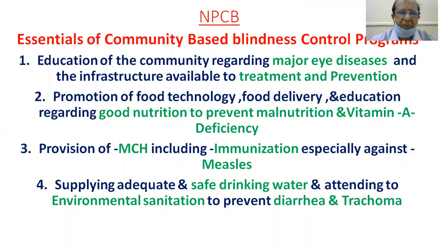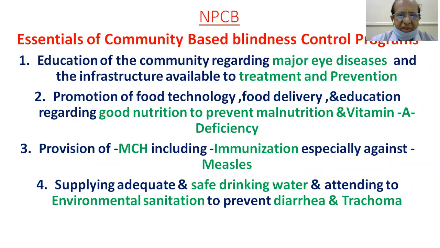Essentials of a community-based blindness control program. Education of the community regarding major eye diseases and the infrastructure available for treatment and prevention. So identify the diseases, and appropriate treatment and prevention should be instituted. Promotion of food technology, food delivery, and education regarding good nutrition to prevent malnutrition and vitamin A deficiency. So a good, appropriate, balanced diet is very important.